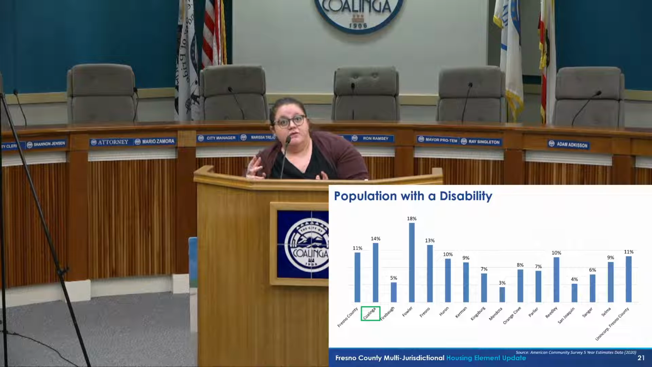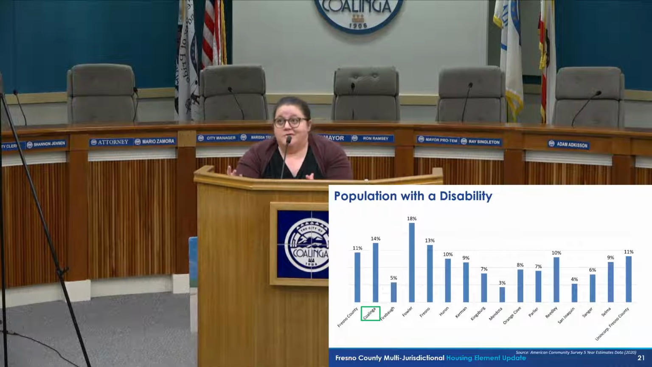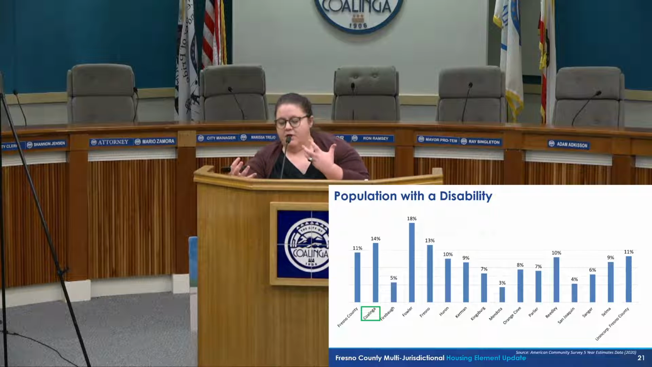And then another figure, population with a disability. As y'all know, with Coalinga and the state hospital and the way it's positioned, there could be some higher numbers with this, but 14% of the population of Coalinga is estimated to have a disability, and that can be anything from ambulatory, so difficulties walking, to sight, to developmental delays. So it's just another number to consider when we're thinking, who are we talking about when we're talking affordable housing and their needs?